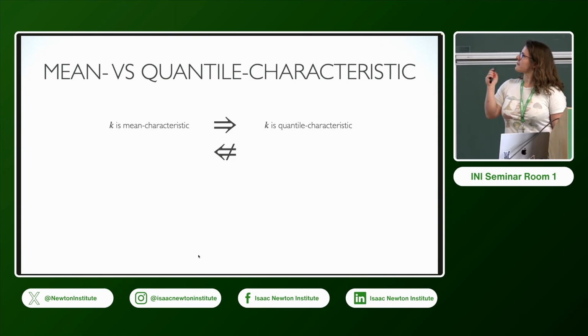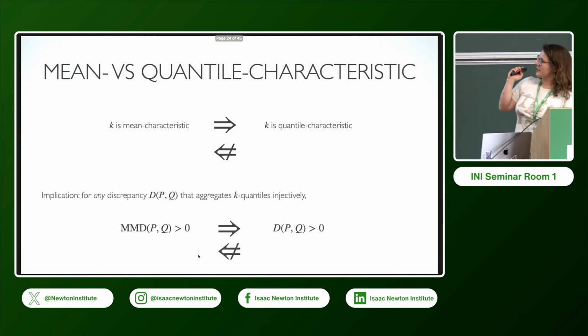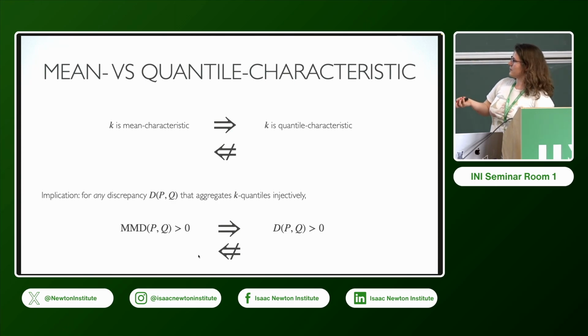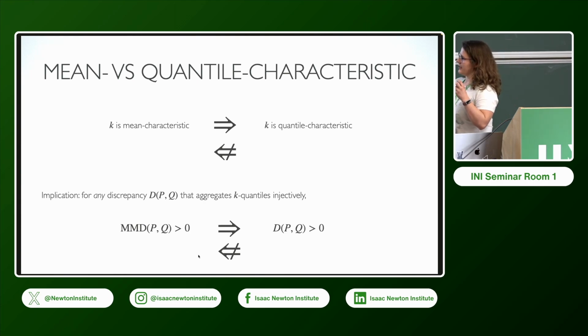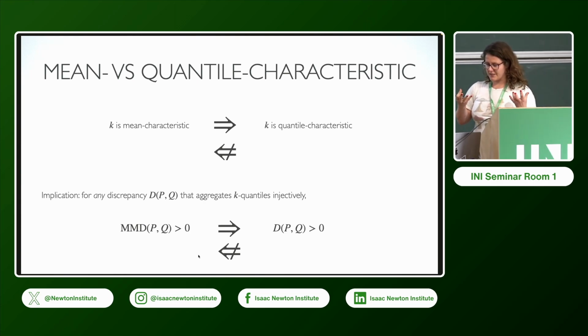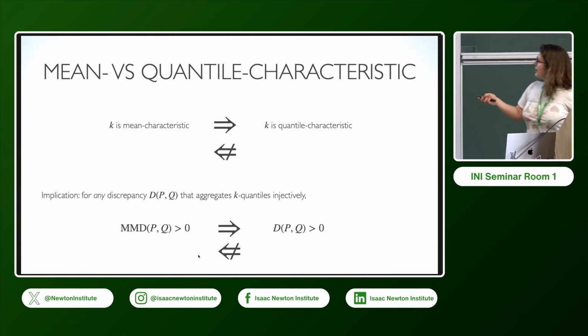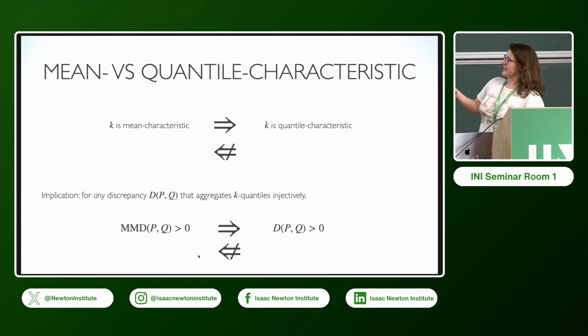And this result in particular leads to this powerful implication that for any discrepancy D that I'm building on top of the quantiles, so long as it aggregates the quantiles in an injective way, meaning it doesn't take two different sets of quantiles and collapse them to zero, I will have that if MMD is able to differentiate between P and Q, then so can D, and not vice versa. This is a polynomial kernel example.